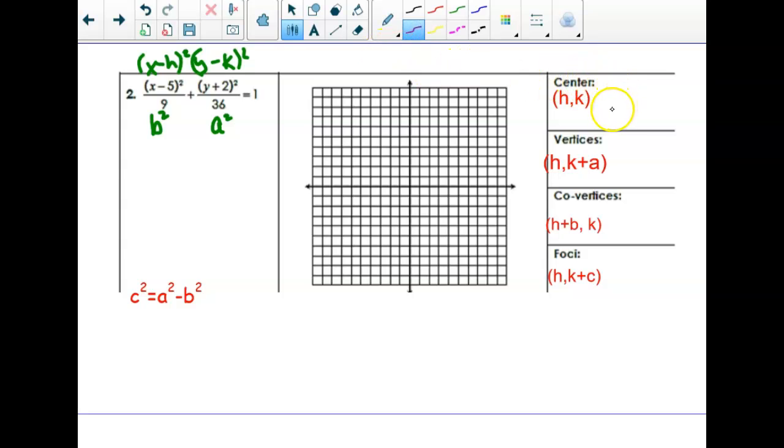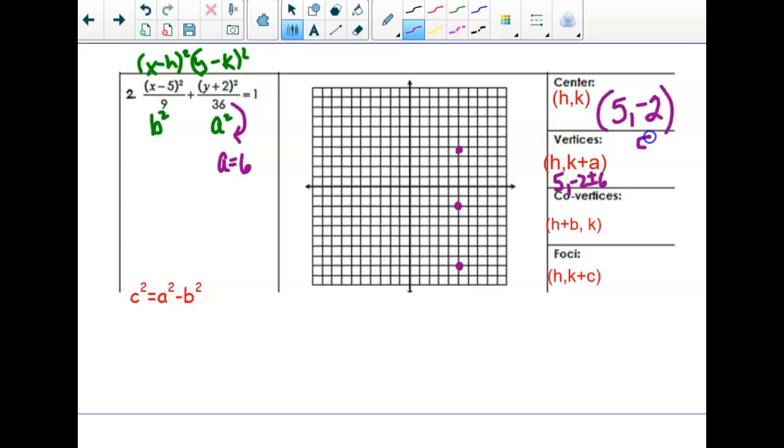All right, so where's the center? Anybody? Positive 5, negative 2. 1, 2, 3, 4, 5, negative 2. Okay. And then how far are we going for A? A would be 6, but it's 6 units which way? Up and down. And so it adds on to the y value. So it would be 5, negative 2, plus or minus 6.